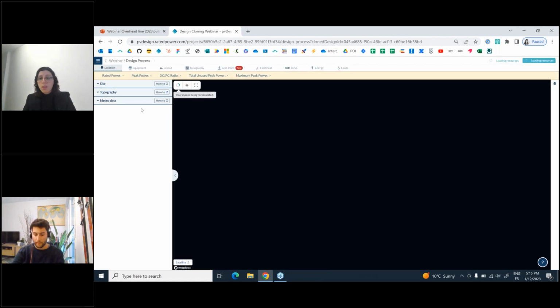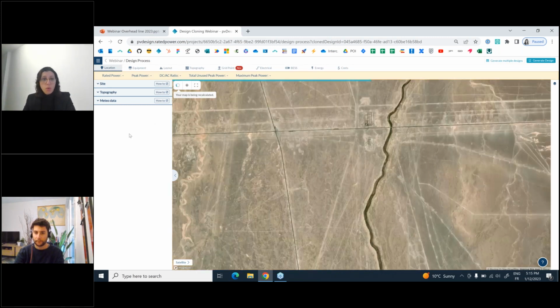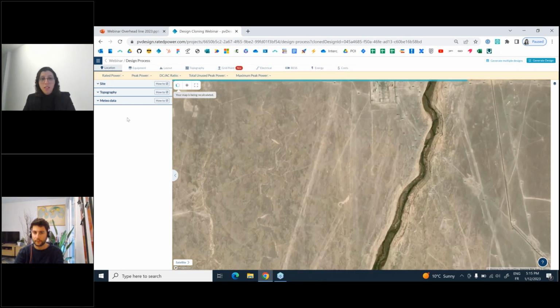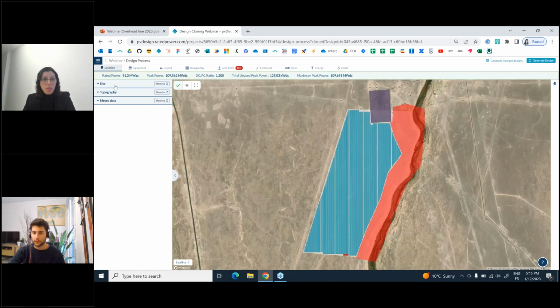For those of you who have never tried or never seen the software, this is the PV design software where you can design your solar plant and also the interconnection part. So the first input that you will need in order to work with the software is to have a site or a placement. All you need to do is to create a new site or upload a KML.